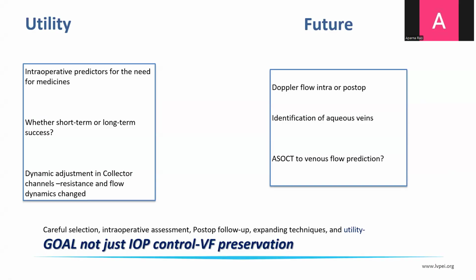To conclude, intraoperative predictors can help gauge the need for medications but cannot fully predict long-term success. Dynamic adjustment of IOP goalposts based on routine clinical follow-ups and other adjunctive tests like gonioscopy, ASOCT, OCT angiography, or aqueous angiography are key for ensuring long-term success.